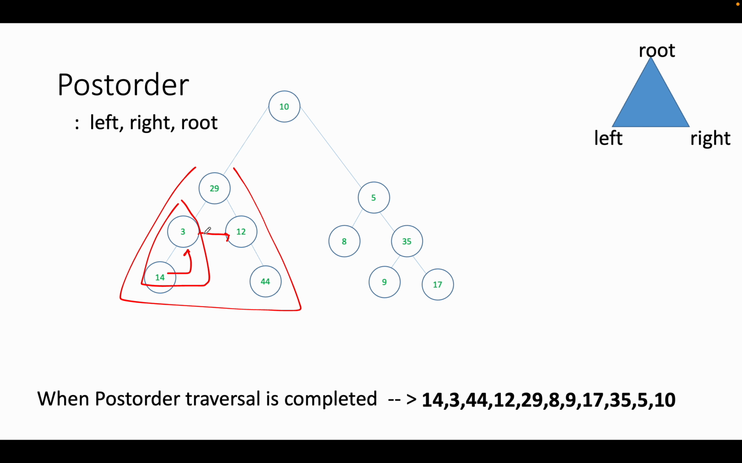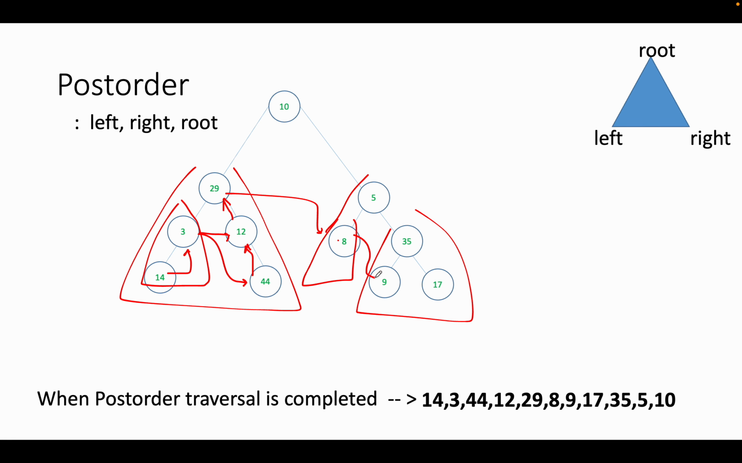But we go to the root first, then go to the right first and go back to the root last. And then we'll not go to 10, but we come here for the right. And here is the left subtree. So we visit 8, and after that we're going to visit the right subtree first. So 9, and then 17, and going back to the root, and going back to the last one, you visit 10. So this is post order.